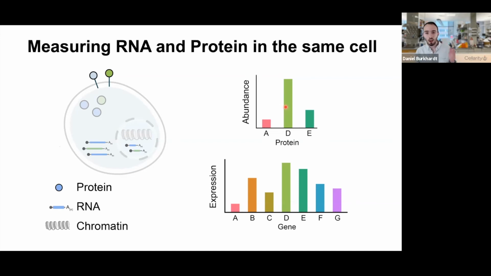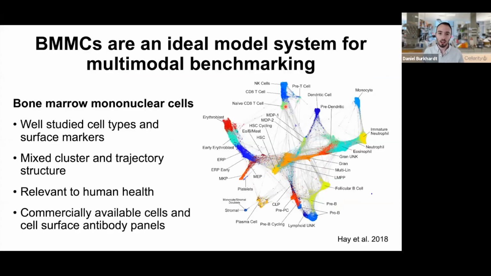So with these technologies set up, our next question was, what are we going to actually look at? How do we want to measure these as we're trying to design a benchmarking data set? We aligned across a number of our partners on bone marrow mononuclear cells, or BMMCs. There are a few properties that make BMMCs really attractive for doing multimodal analysis. One is that the system is very well understood.